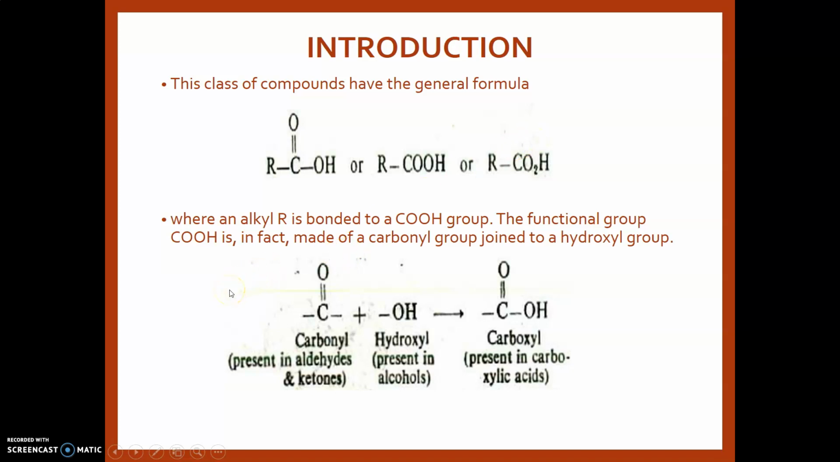There is an alkyl group R bonded to the COOH group. The functional group COOH is in fact made of the carbonyl group joined to the hydroxyl group. So this is a carbonyl group, C double bond O, joined to the hydroxyl or OH group. So the carbonyl group plus the hydroxyl group forms the carboxylic group. One part represents the aldehyde group, the other represents the alcoholic OH group, and this combination is called a carboxylic acid group.